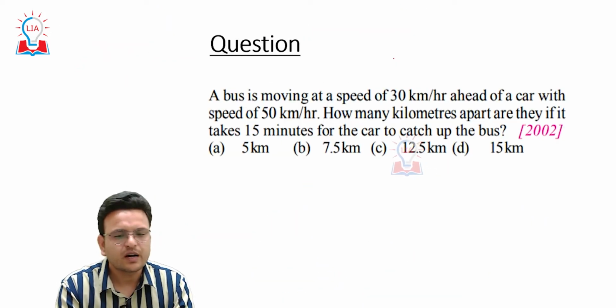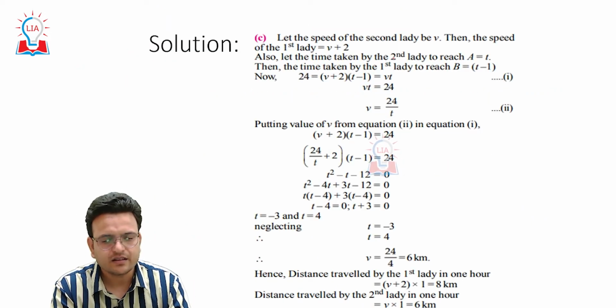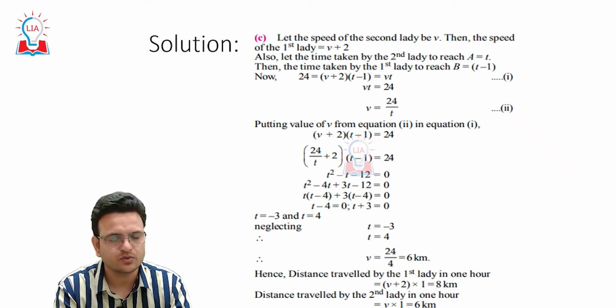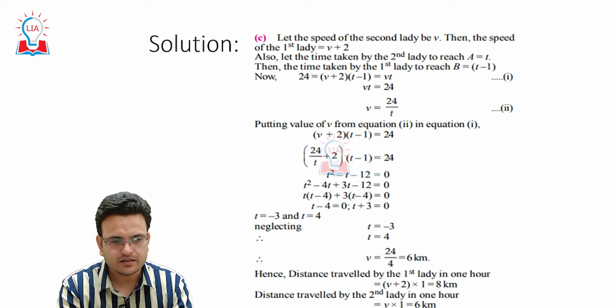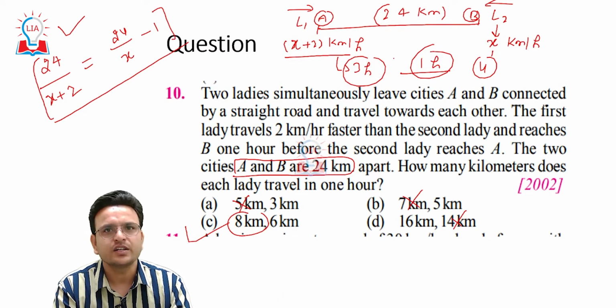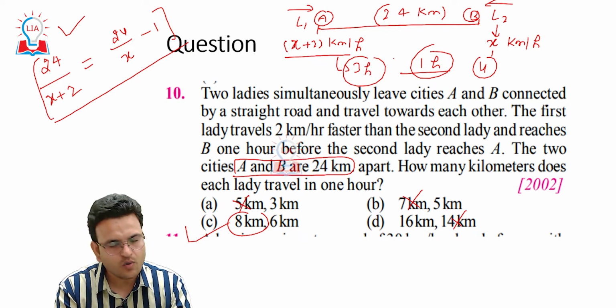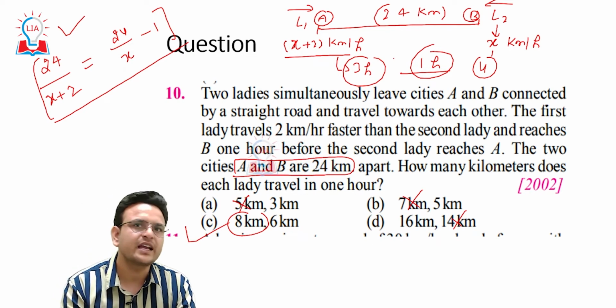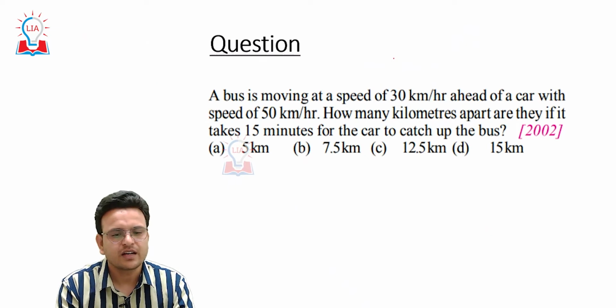Now come to one more question. You can see here a very long solution. In this way you should not solve it. Whenever a question comes like that, you can use the options, apply the options, and then you are going to get the answer. Come to one more question.